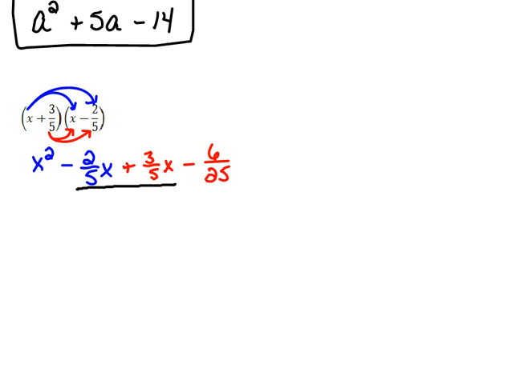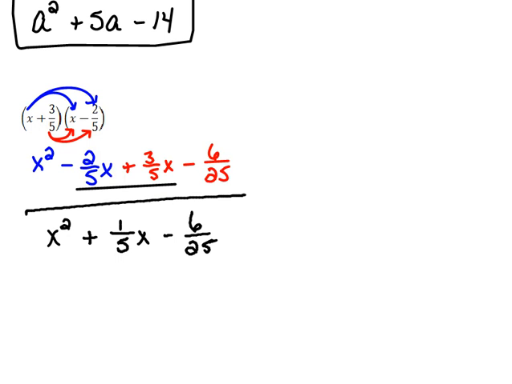Now we have some like terms that we can combine. So we have x squared. Since these have the same denominator, it's not bad. We just take the minus 2 and the plus 3 would be a positive 1 over 5x, and then minus 6 over 25. So this is the multiplication of those binomials.